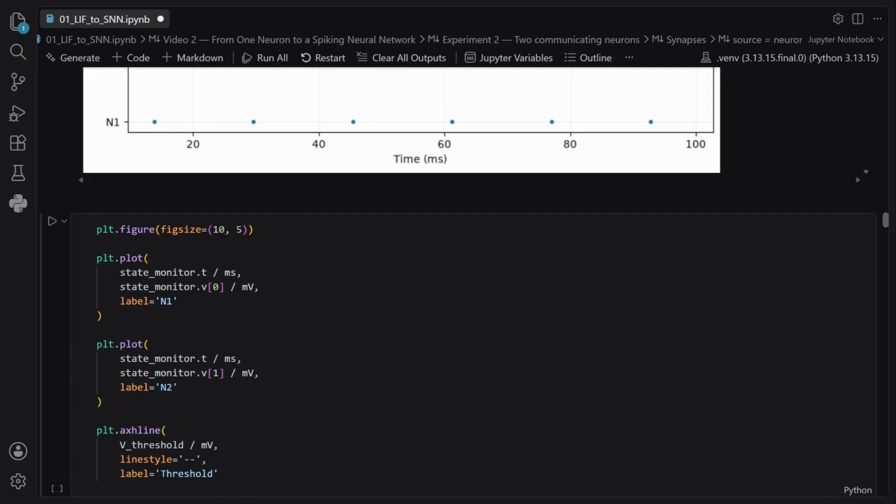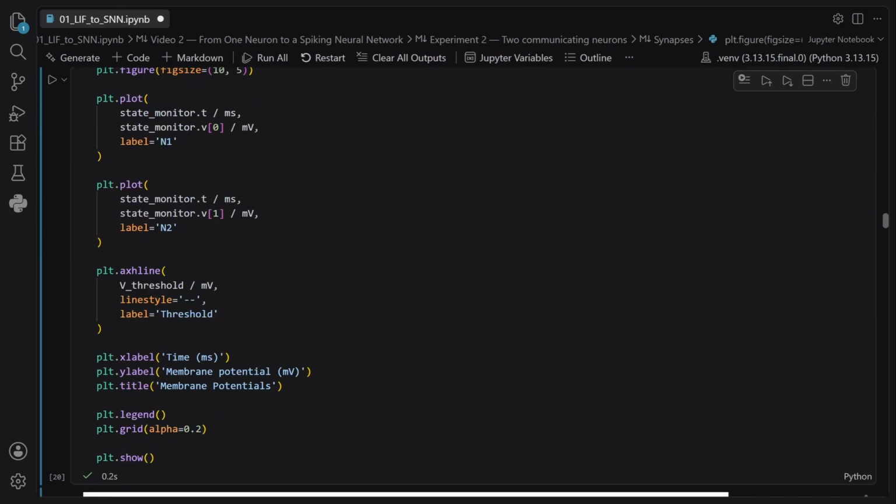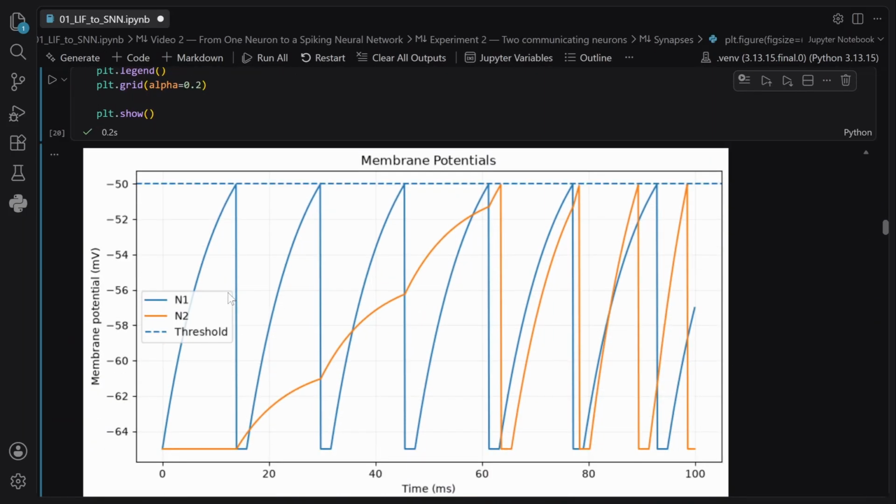We can check our membrane potential as well. Notice something interesting. This blue one is the membrane potential of our first neuron. The orange one is the membrane potential of the second neuron. The dotted line is the threshold. So notice it's completely zero. This one is rising because of constant input. The moment it spikes, something happens here. We have a rise. Some sort of input is coming into our second neuron.